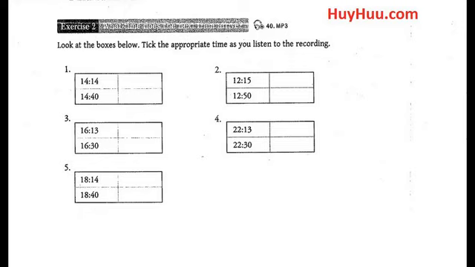Exercise 2. What time does the next train arrive? Look at the boxes below. Tick the appropriate time as you listen to the tape. 1. Excuse me, please. What time does the next train arrive? 14:40. 2. What's the next train to Edinburgh? 12:15. 3. When does the Paris flight leave? 16:13. 4. When does the next flight to Mexico arrive? 22:30. 5. When does the next flight to Athens leave? 18:40.